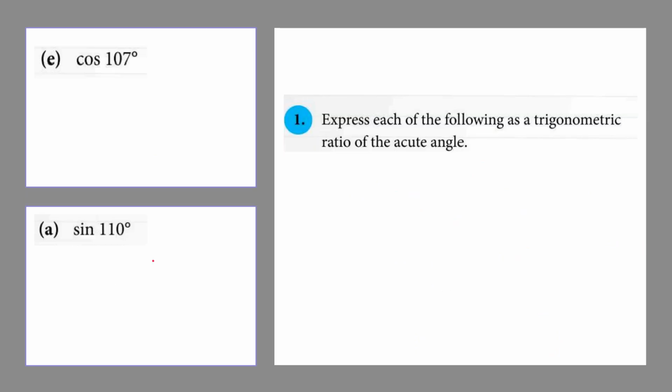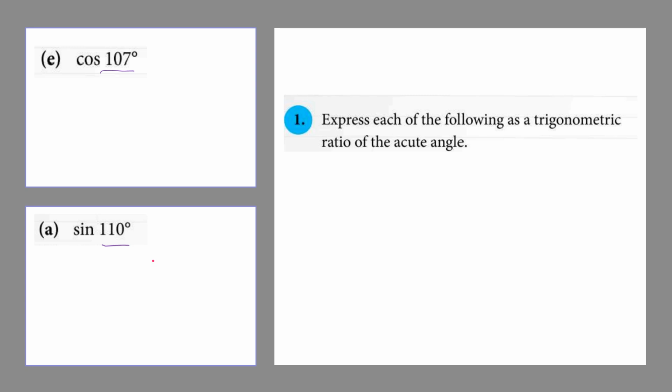Right, so let's put our knowledge into practice. Let's look at question 1. We're asked to express each of the following as a trigonometric ratio of the acute angle. If you look at the angles given, 107 and 110, they are obtuse angles. Obtuse angles are angles that are more than 90 and less than 180. So these two angles are obtuse angles, and we need to write them as a ratio of an acute angle. An acute angle refers to an angle that is between 0 and 90.